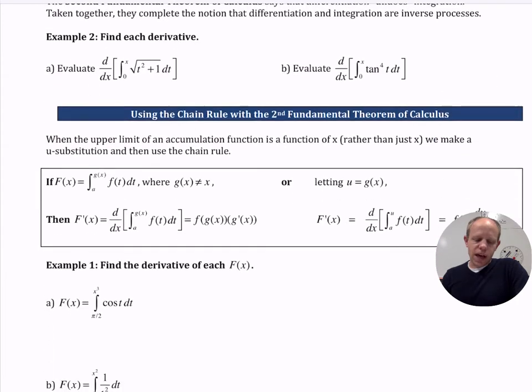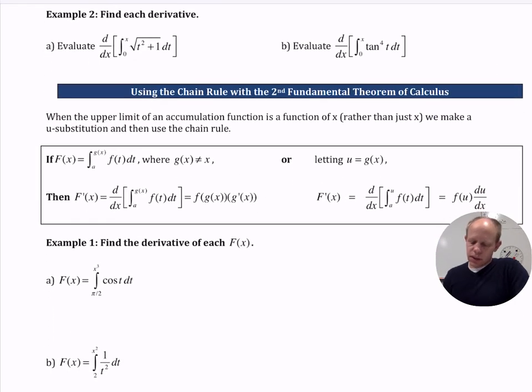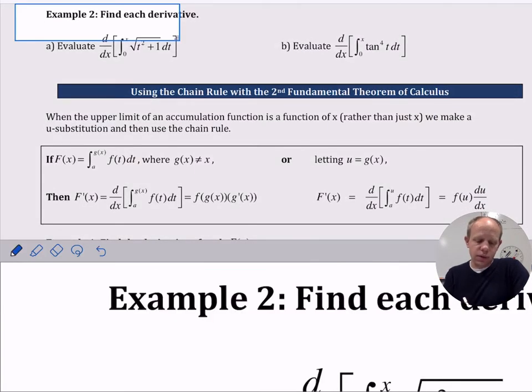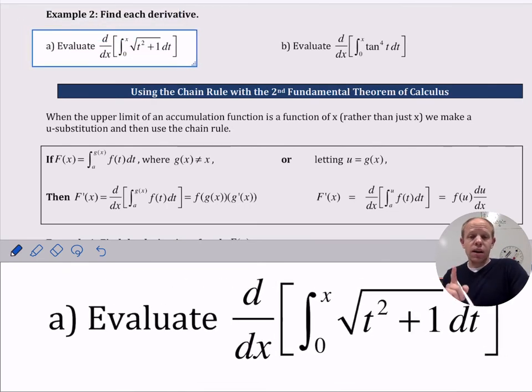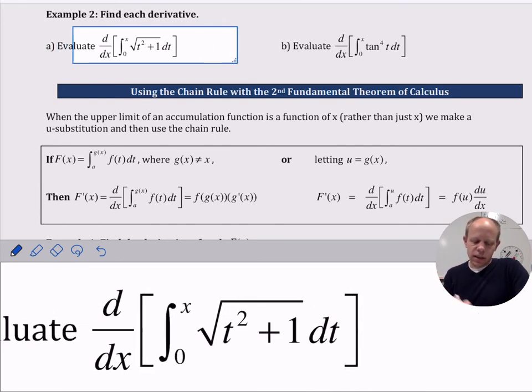So let's go ahead and find each of these derivatives here. So yeah, we are finding derivatives, but we're finding derivatives of antiderivatives. And what that means is it's actually going to cancel each other out. And so it's actually a little bit easy to do this.